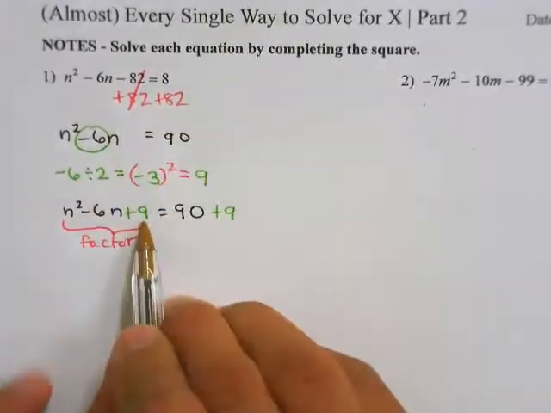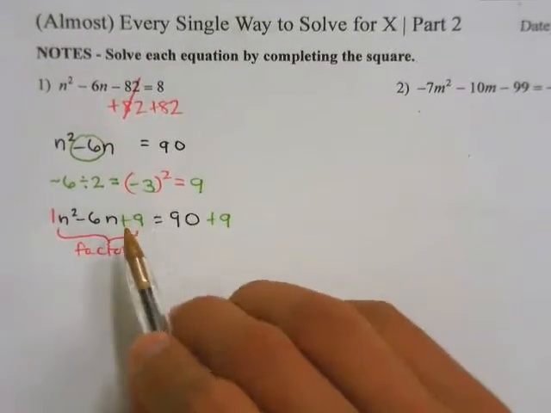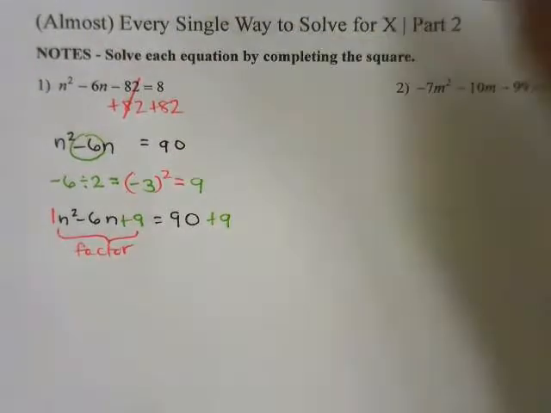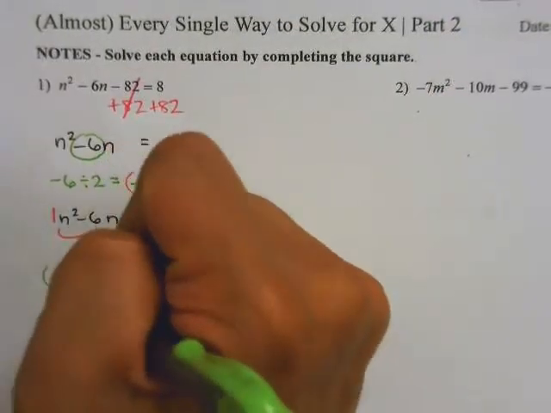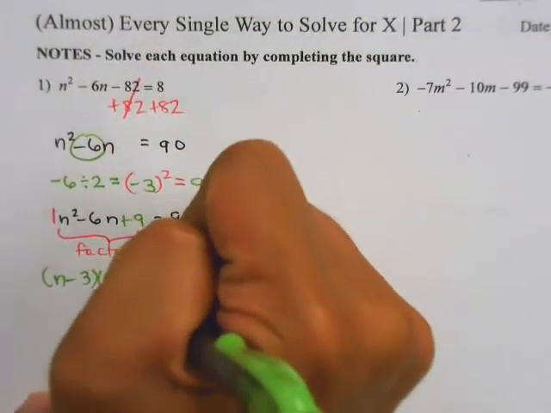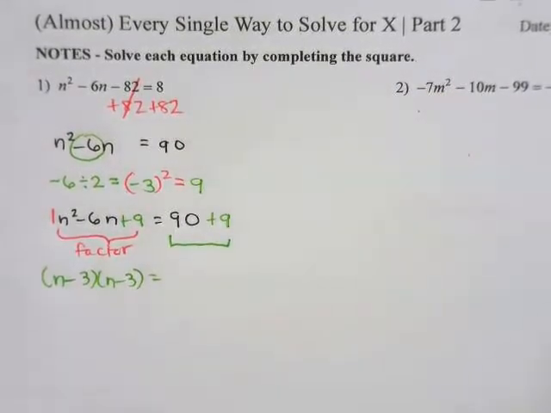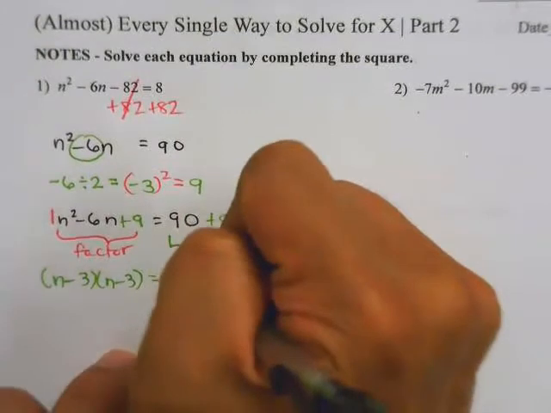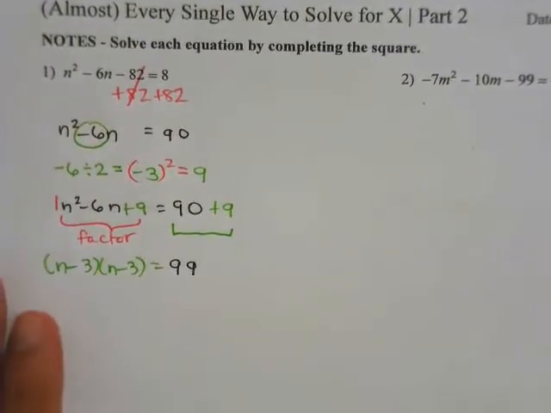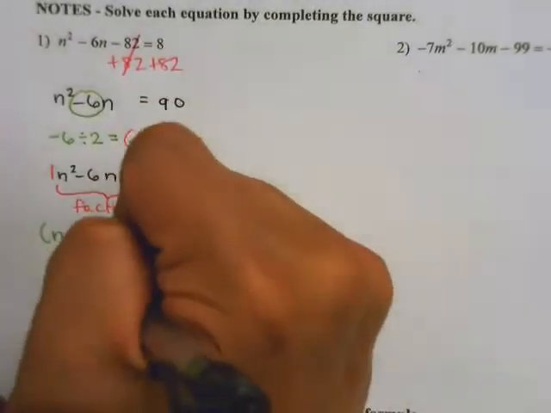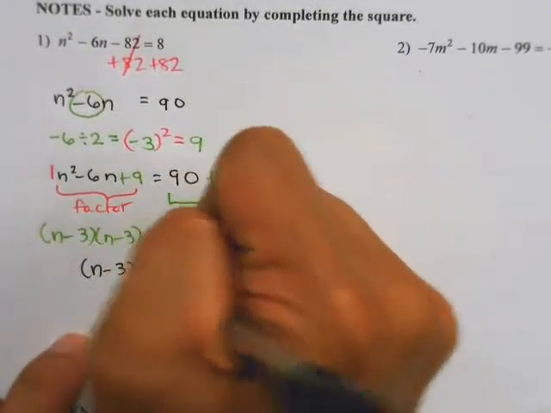What are two numbers? Good thing the a value is 1. So what are two numbers multiplied by 9 but add up to negative 6? I hope you said negative 3 and negative 3. And then we can also simplify this part as well. This is 99. And then remember when we factored from our first review, if we see two of the same things, we can factor that a little bit more as n minus 3 quantity squared.